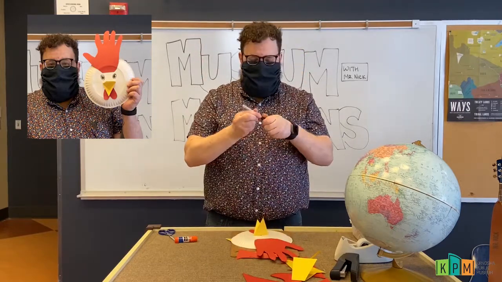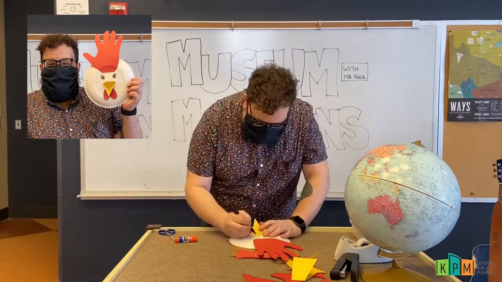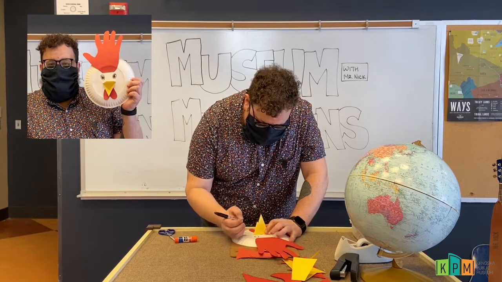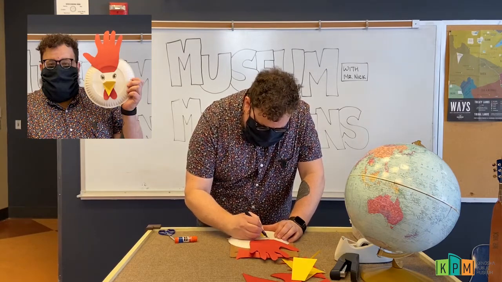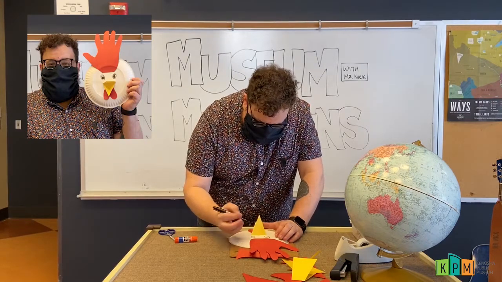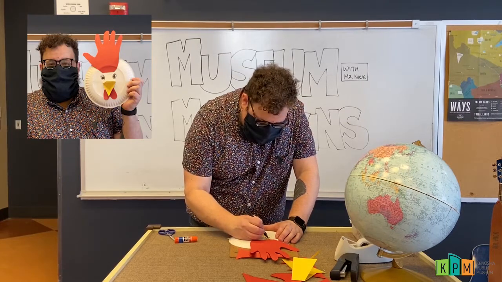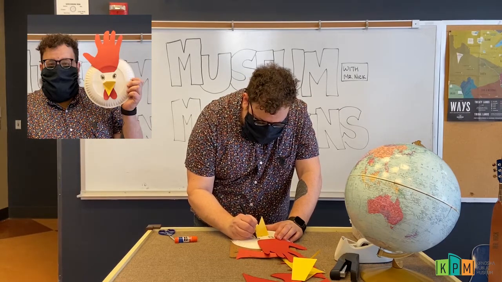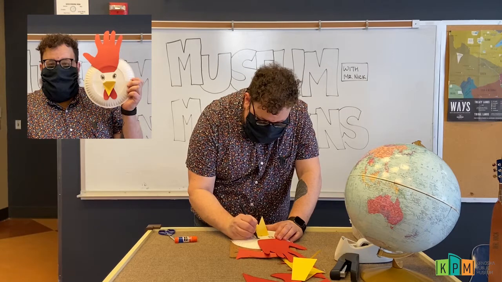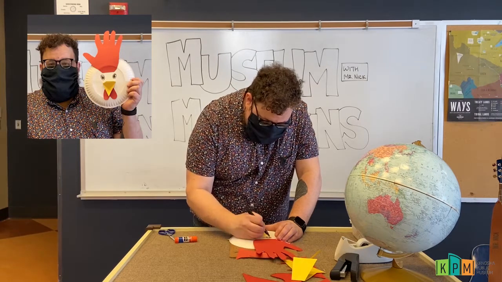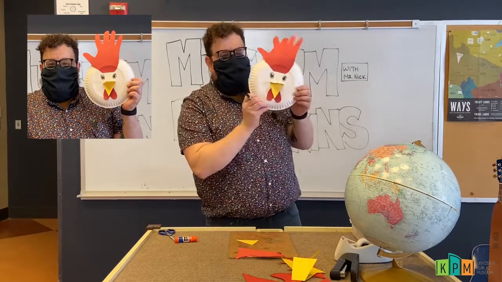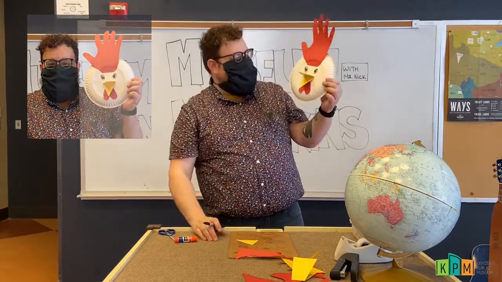And now I can take my marker and give this chicken some eyes. I'm going to draw one circle there, and one circle there. Give my chicken some eyeballs. And there we go. I've got my little chicken now.